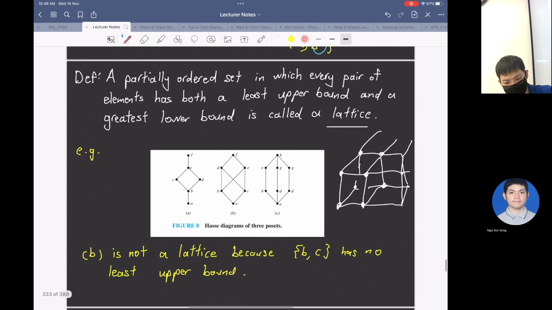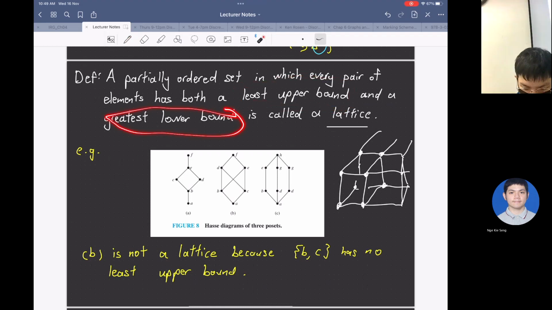Lattice. A partially ordered set, a poset, where for every pair of elements you can find the least upper bound and the greatest lower bound is called a lattice. I'm not sure, but lattice, at least to me, is something like this. Actually, this lattice fits into this definition here. So it's a poset where every two points have an upper bound and a lower bound.